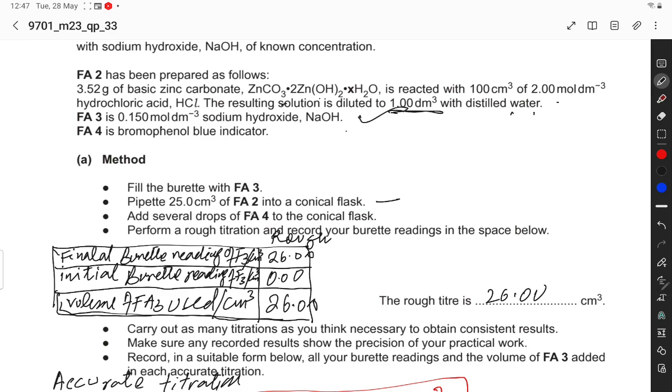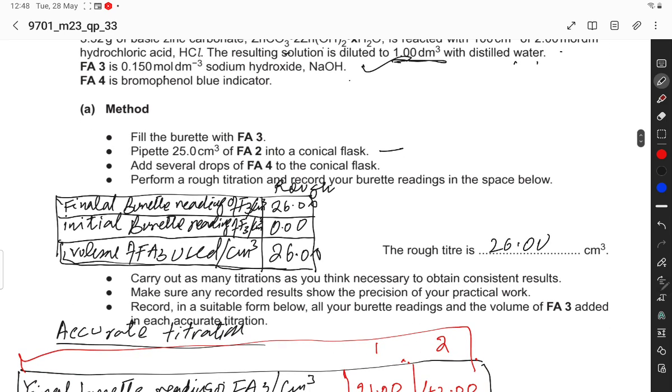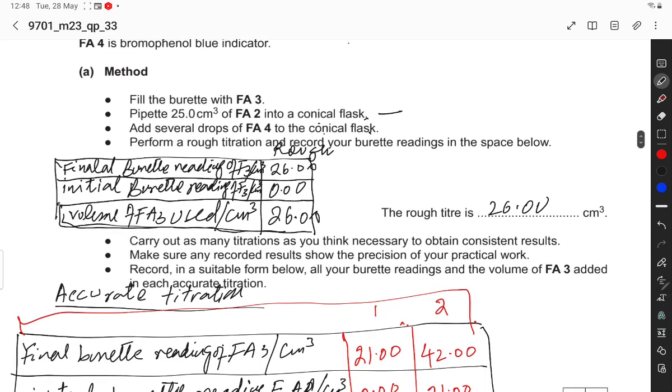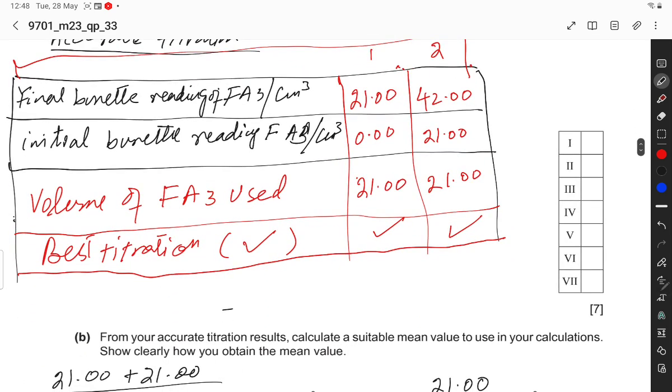Now pipette 25 centimeter cube of Fa2 in a conical flask, which is this basic zinc carbonate. And I have earlier discussed that basic carbonate is the compound which has metal hydroxide along with the carbonate. So pipette 25 centimeter cube of Fa2 in conical flask, add several drops of Fa4 to the conical flask. Perform rough titration and record your burette reading. This table I have discussed earlier so many times that this table is very important. So make an exact correct table to get these 7 marks.